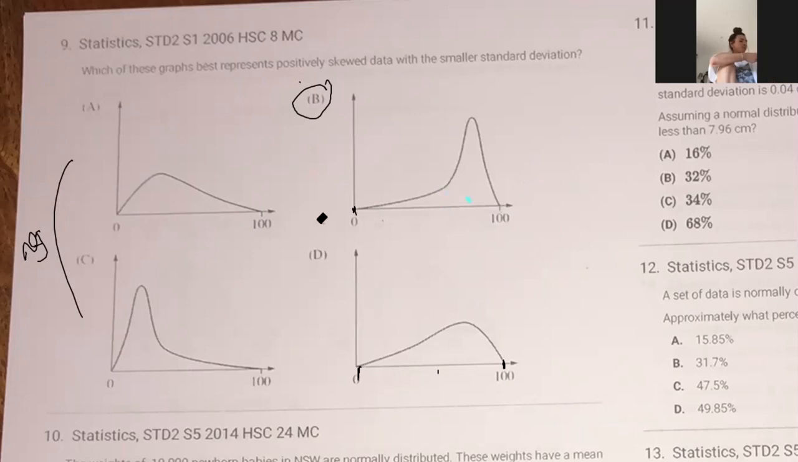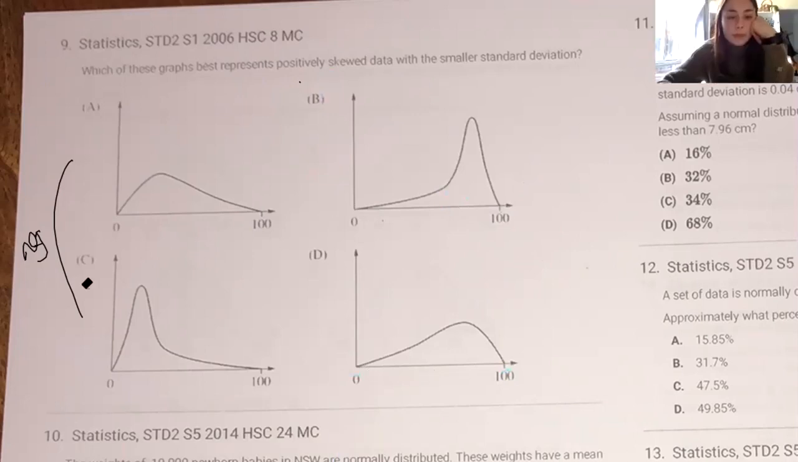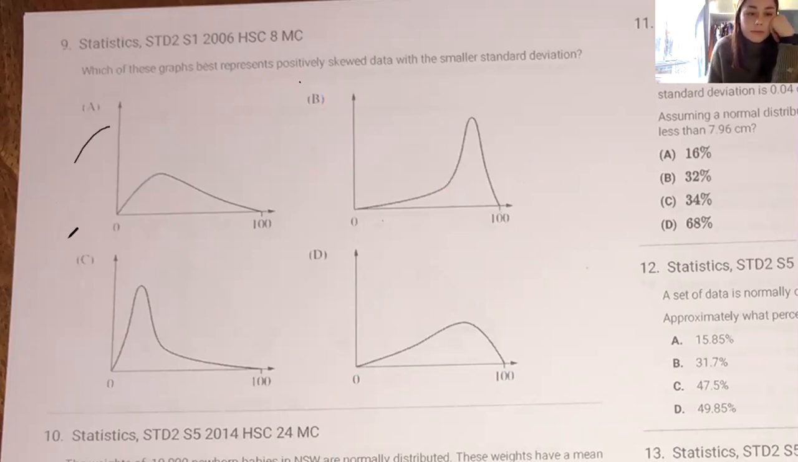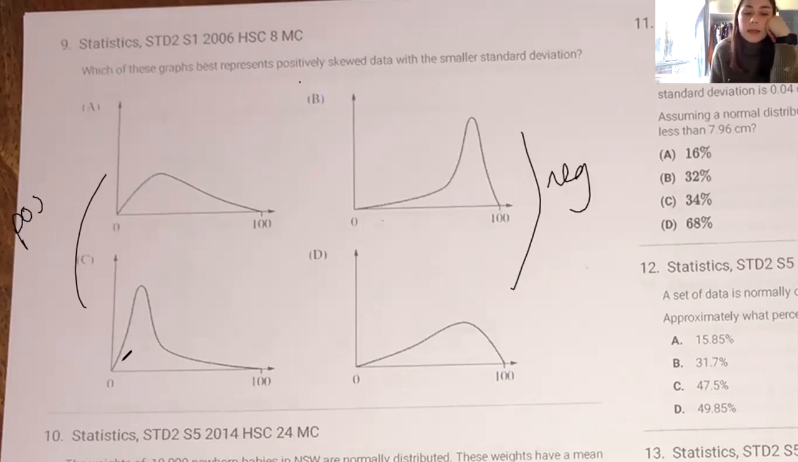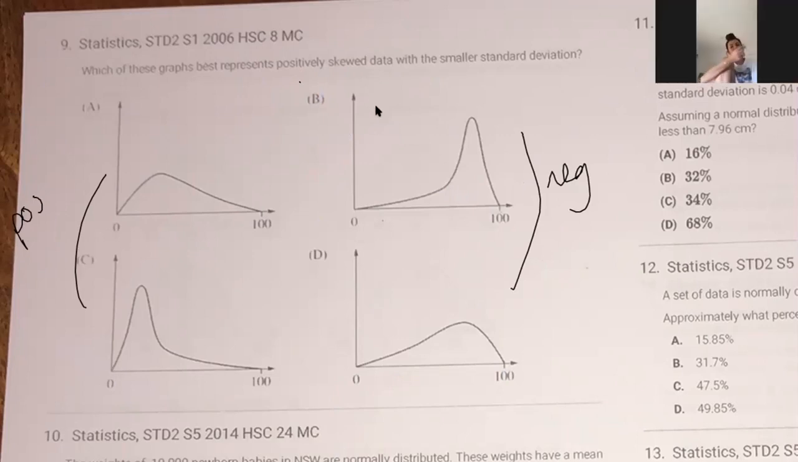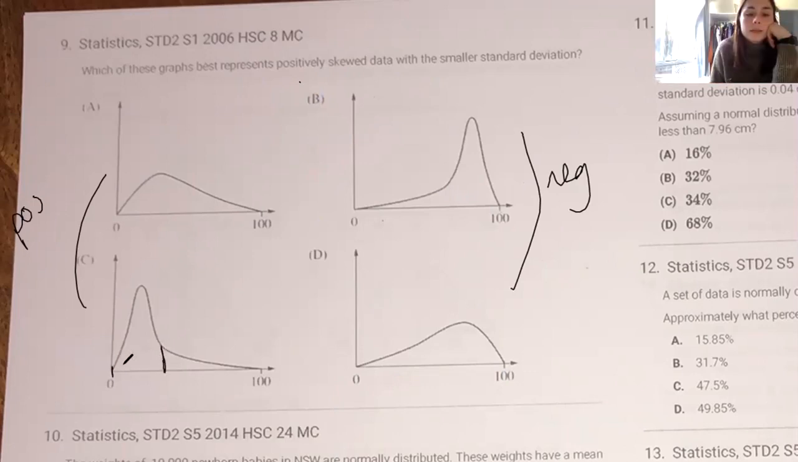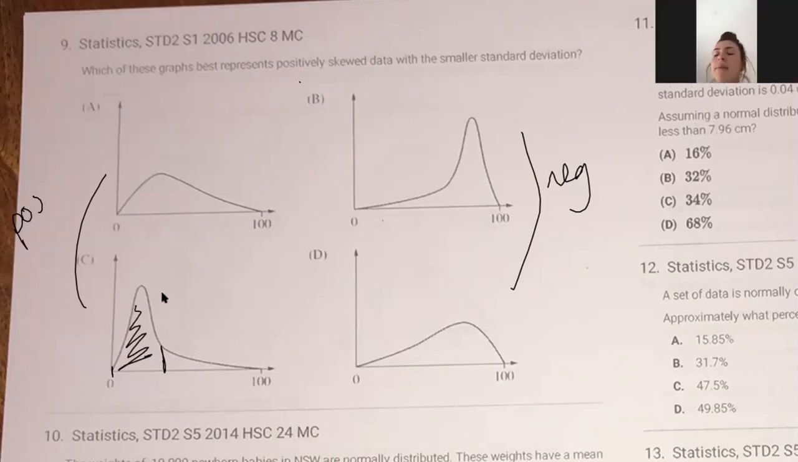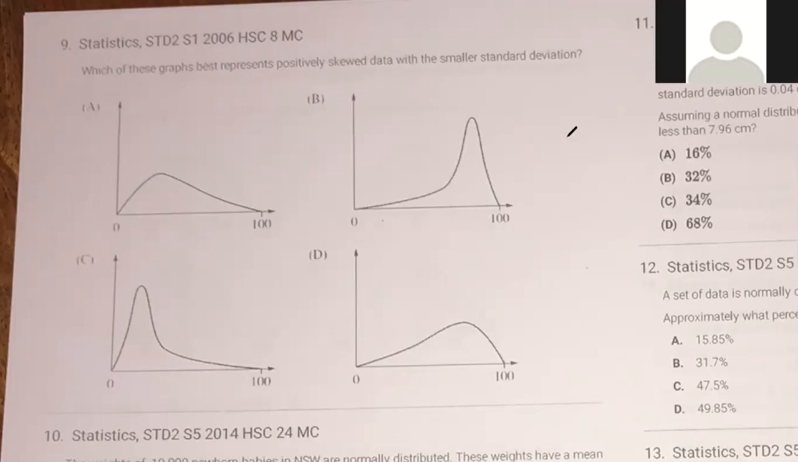Okay. C. These two are positive. Oops. Positive. And these two are negative. And then, does it make sense why this one has a smaller standard deviation? Because the data's clumped in this space instead of being spread out, so it has a smaller spread. Yeah. Okay, so C.